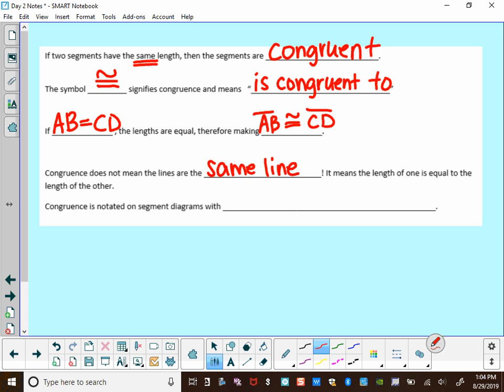Congruence is notated on segment diagrams with a segment bisect. No, sorry. Vertical hash marks. I'm ahead of myself. You will have to be able to recognize the vertical hash marks. All good on these definitions? Pretty good?